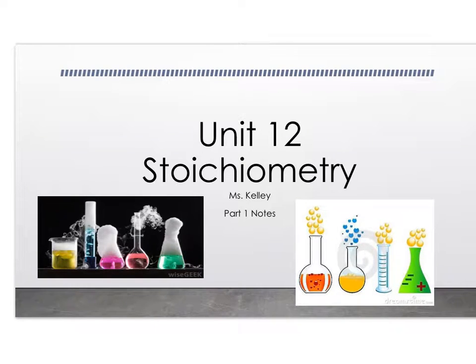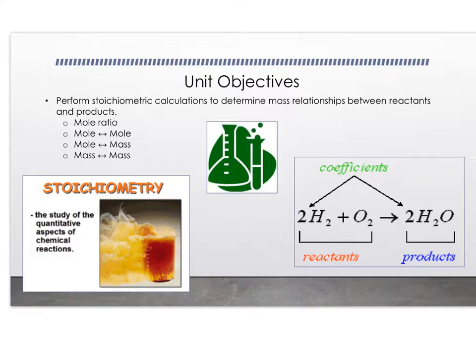This is Unit 12, Stoichiometry, Part 1 Notes. By the end of this unit, you should be able to perform stoichiometric calculations to determine mass relationships between reactants and products through the mole ratio, mole-to-mole conversions, mole-to-mass conversions, and mass-to-mass conversions.